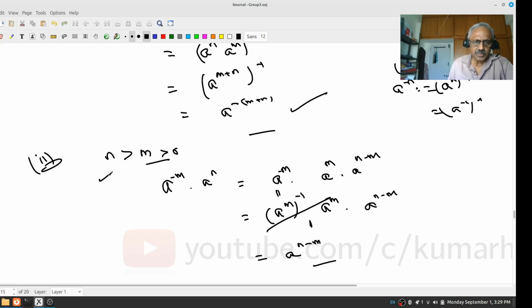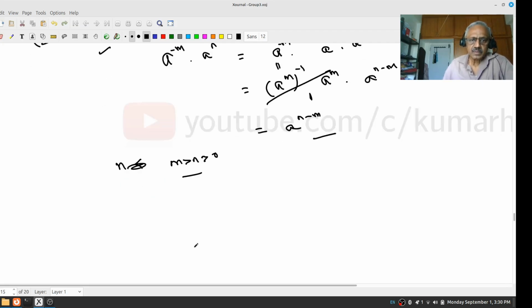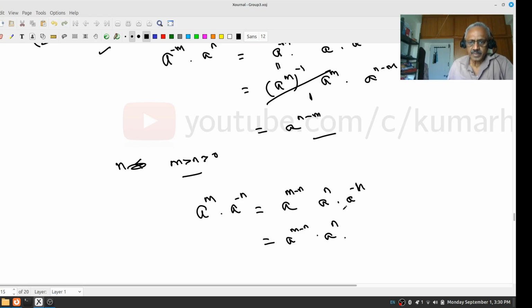So the result is proved if one is negative and one is positive, but then this way. Suppose the other way around, it's exactly a similar thing. Suppose m is greater than n and n is greater than 0. Then let us look at what I have. I have a to the power m and a to the power minus n. Then you do the same trick. A to the power m minus n into a to the power n into a to the power minus n. This is a to the power m minus n into a to the power n into a to the power n inverse. So it is a to the power m minus n.